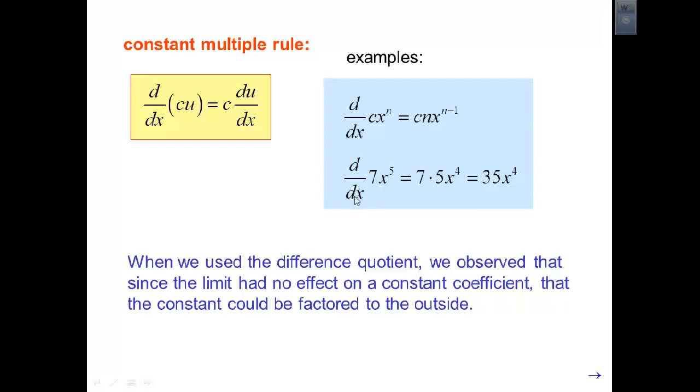All right, if we had the derivative with respect to x of 7x to the fifth, notice the 7 just tags along, and I take the derivative of x to the fifth like I normally would. So I get 5x to the fourth. Now I can multiply these numbers out front, the coefficient of the 5x to the fourth and my constant multiple of 7, and you get 35x to the fourth. So that's the constant multiple rule.